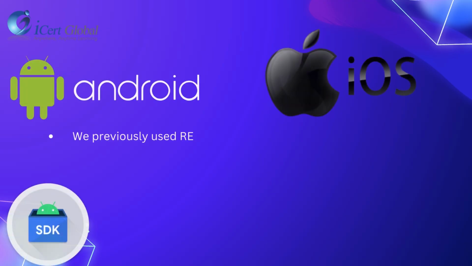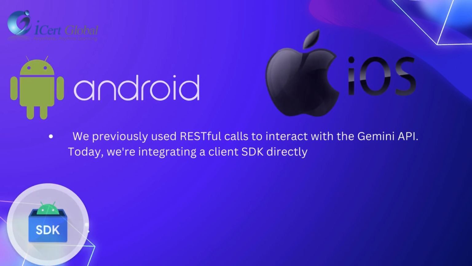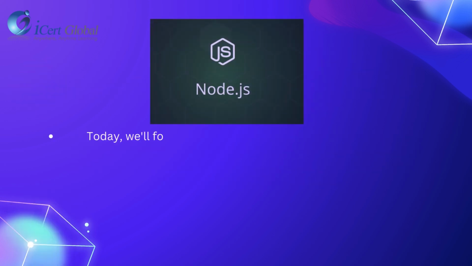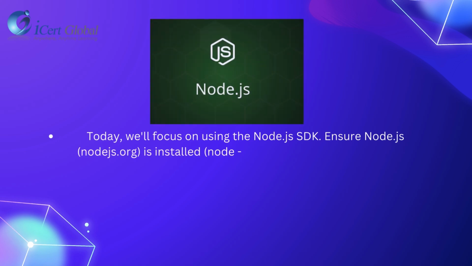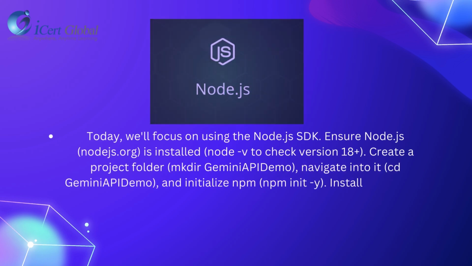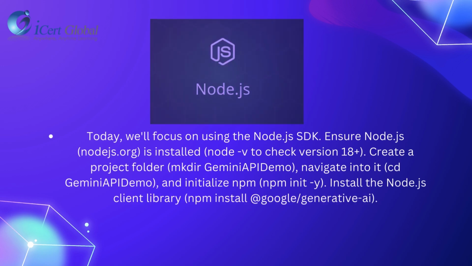We previously used RESTful calls to interact with the Gemini API. Today, we're integrating a client SDK directly into our workflow for easier API interaction. Gemini provides SDKs for Python, Node.js, Golang, Android, and iOS with Swift. Today, we'll focus on using the Node.js SDK. Ensure Node.js from nodejs.org is installed, using node -v to check for version 18+. Create a project folder with mkdir gemini-api-demo, navigate into it with cd gemini-api-demo, and initialize with npm init -y.